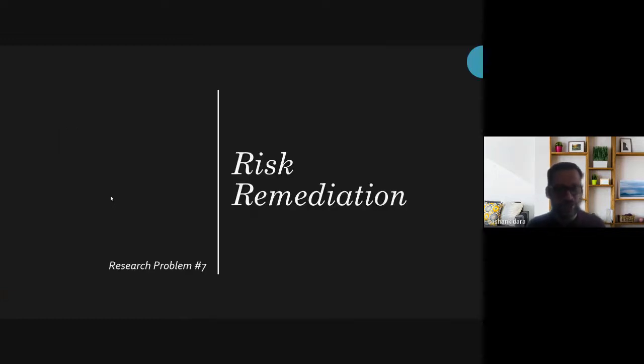Okay. So the last research problem, the seventh research problem I could think of in this area, is risk remediation. So all that we have done so far, as I was mentioning in my starting remarks, is all about what the risk is. Is it big enough in some sense, some number? How do I remediate or mitigate that risk, right?